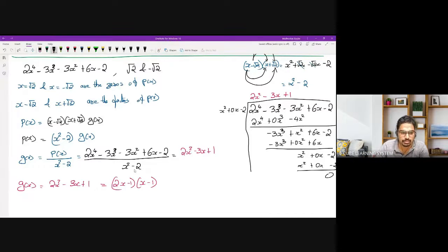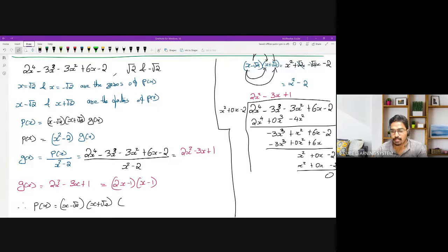Now you can complete in 2 more minutes maximum. We can convert p of x by using the first expression. x minus root 2 into x plus root 2 into what? Think about it. From that, we can write the zeros. I will give you maximum 2 more minutes to complete.